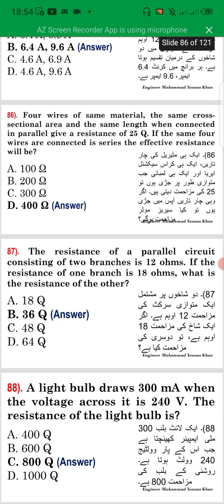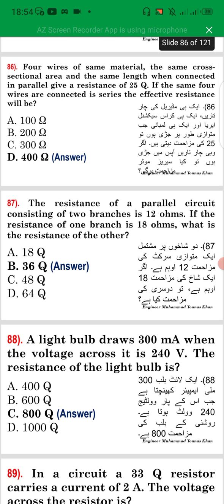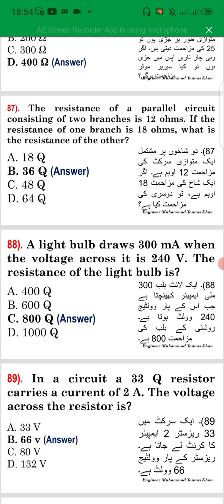400 ohm. The resistance of a parallel circuit consisting of two branches is 12 ohm. If the resistance of one branch is 18 ohm, what is the resistance of the other? 18 ohm, 36 ohm, 48 ohm, 64 ohm. 36 ohm.